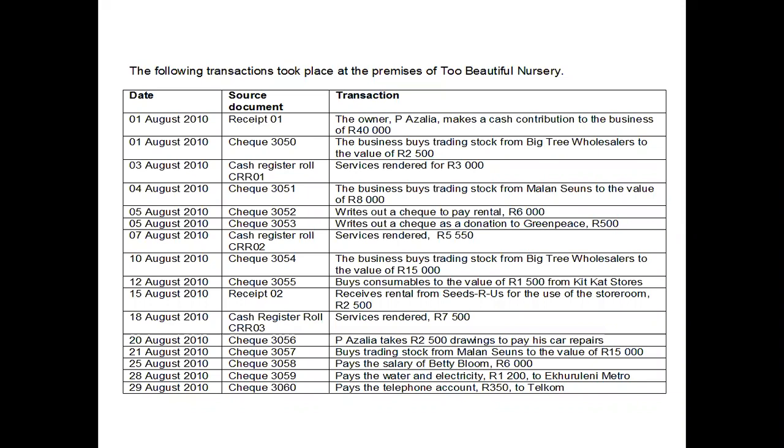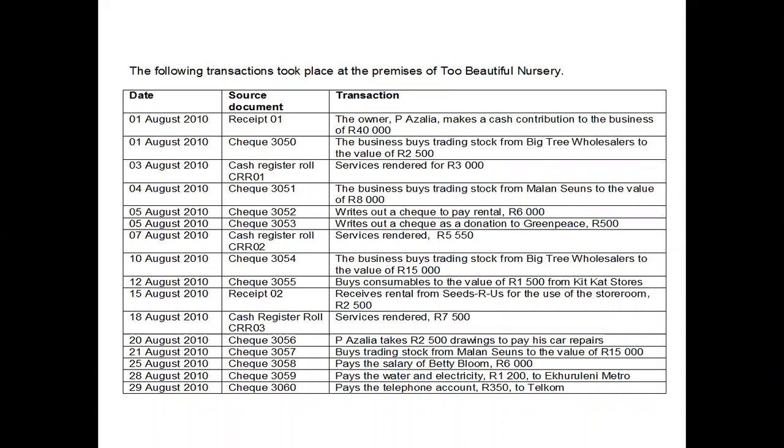The date is the 1st of August, receipts 01, but that's not important. The owner, P. Azalia, makes a cash contribution to the business of 40,000. So we have the amount, 40,000. What is this transaction all about? It's a capital transaction. Now get a picture in your head of what is happening. Capital is always on the credit side. Think of Lady Adelaide, capital is on the credit side. So if you're going to enter it in the trial balance, you're going to write capital, 40,000 Rand, credit side.